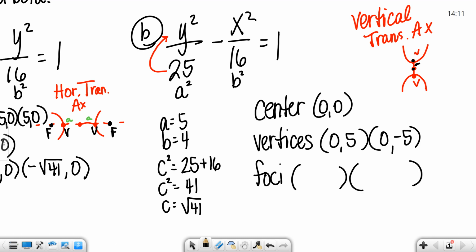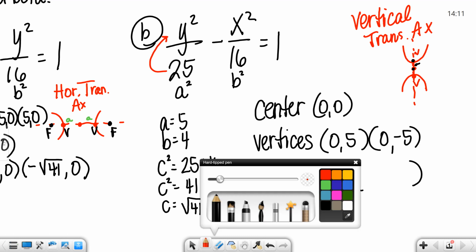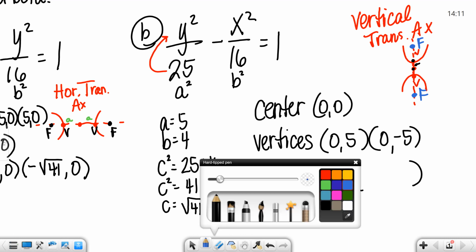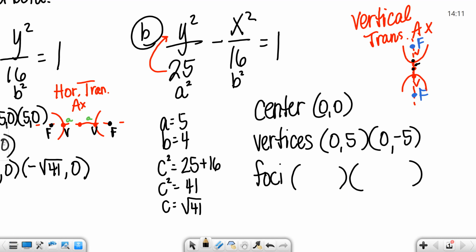All right, your foci are also on this transverse axis. Imagine it keeps going, and so our foci are somewhere on here, and they are c spaces from the center. So I'm going up and down, so the x value is not changing on my center. I'm going to go square root of 41 up, or square root of 41 down from the original center value. So those are my vertices and my foci.